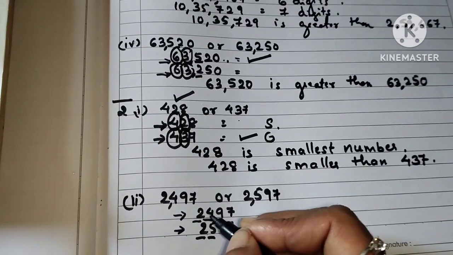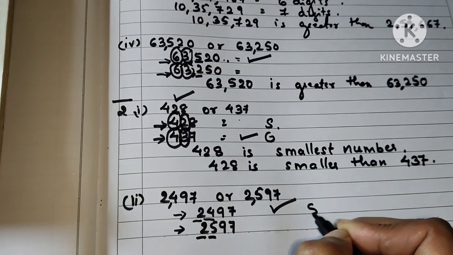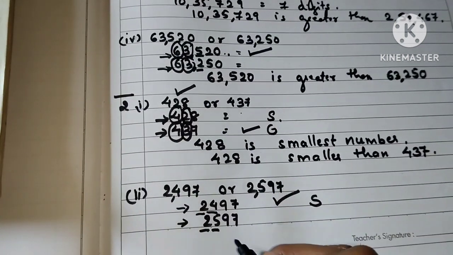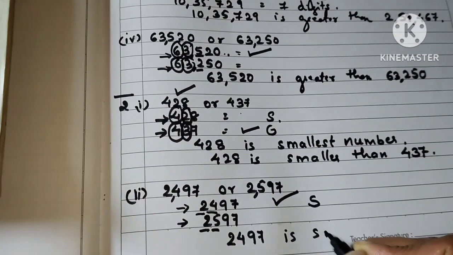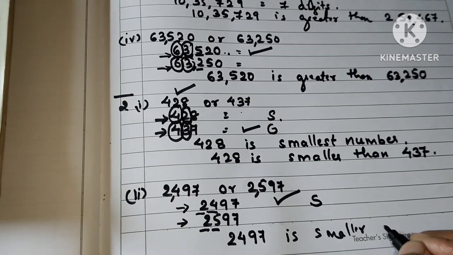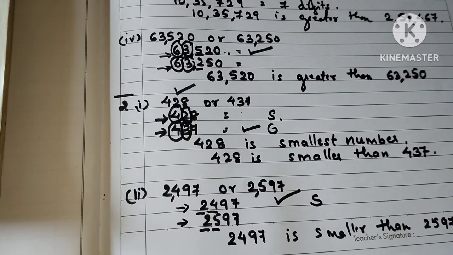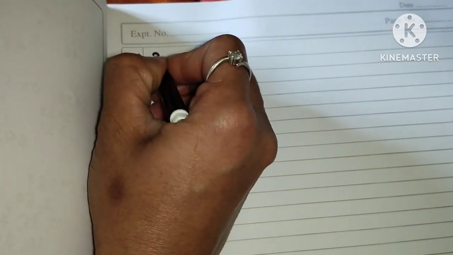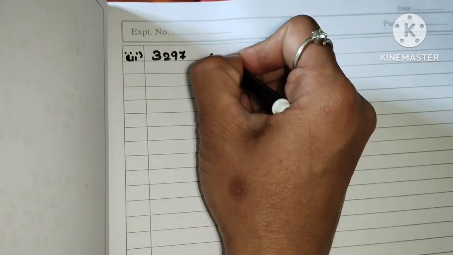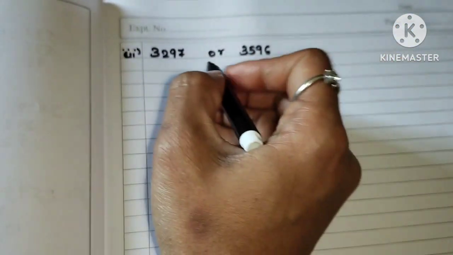So this 4 is the smallest digit. So this 2497 is the smallest number. Now we can write it as 2497 is smaller than 2597. Did you get the answer? Yes. Now we will go to the third question, that is 3297 or 3596. Here again it is the same number of digits.